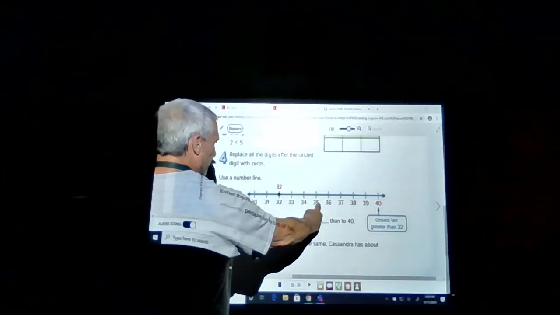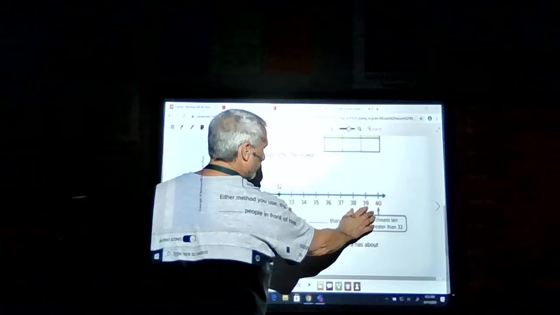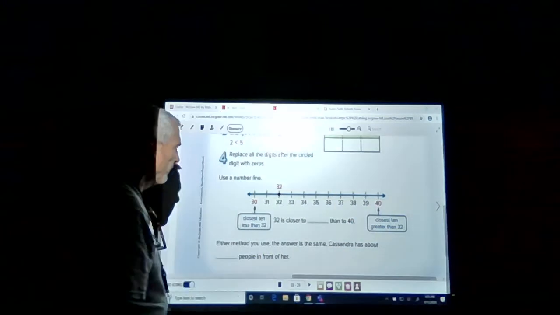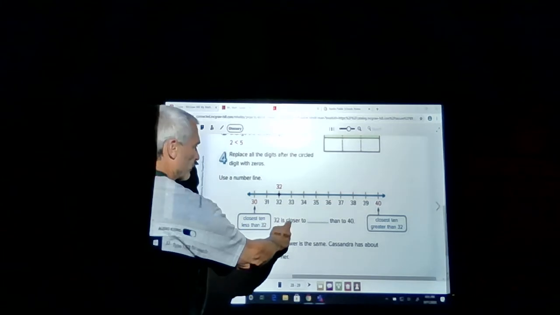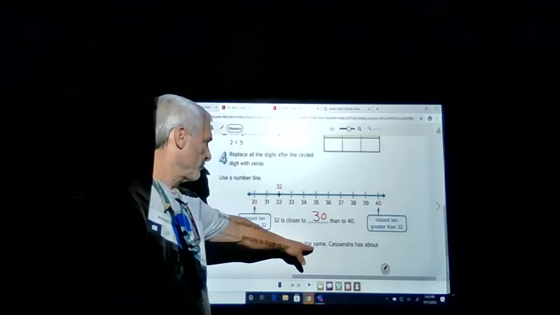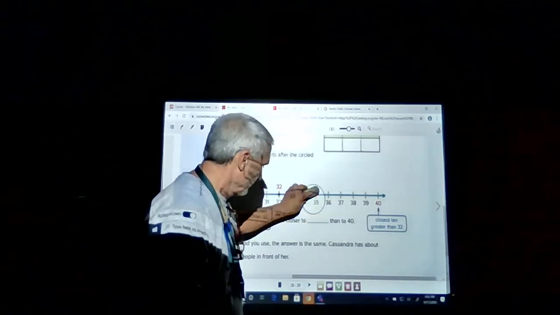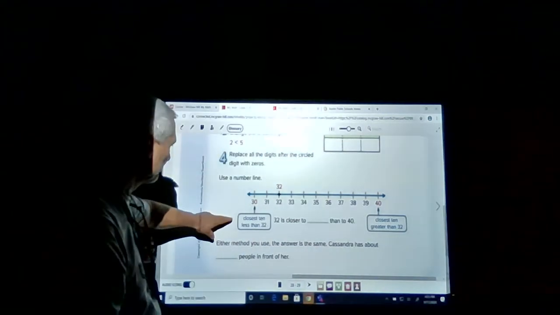Here's the middle. That's the 5 that we had been talking about. I normally call that the magic 5. If it's going to be a 5, 6, 7, 8, 9, that would be closer to 40. But we're using 32. 32 is closer to 30 than it is to 40. Either method you use, the answer is the same. Cassandra has about 30 people that she's going to have to wait for to get her popcorn. And if it were me, I don't know about you, I think I'd go back and watch the movie.